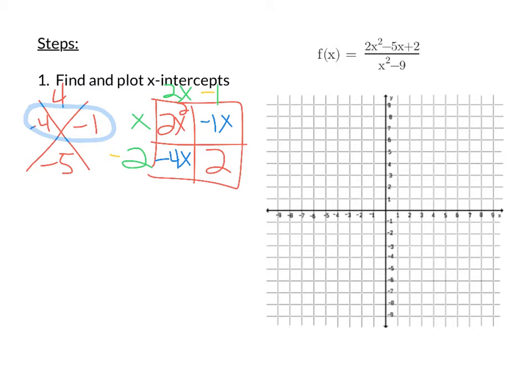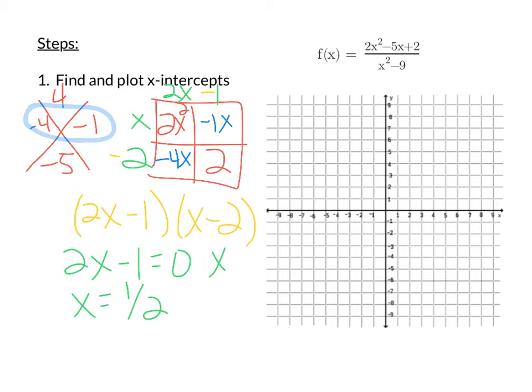Therefore, my numerator would factor into the quantity of 2x minus 1 times the quantity of x minus 2. Using the zero product property and setting each of those factors equal to 0, I would find out that x is equal to 1/2 and x is equal to 2. Then I would go to my coordinate plane, and now that I know my two x-intercepts, I would plot them on my graph. Please take a moment to pause this video and record what we have done in our example thus far.